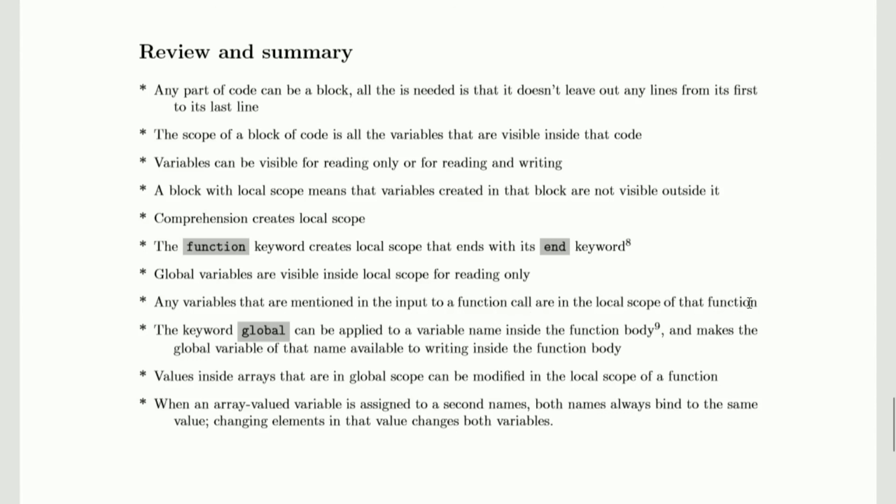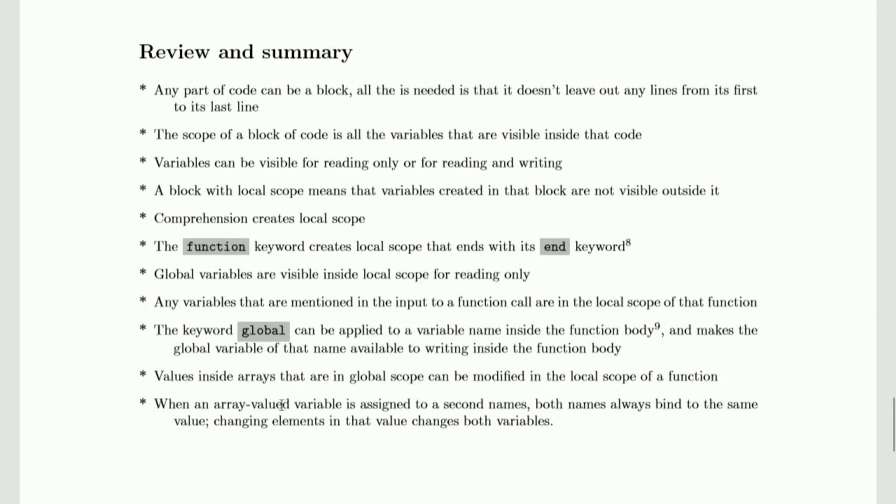Any variables that are mentioned in the input to a function call are in the local scope of that function. The keyword global can be applied to the variable name inside the function body, and for those variable names to which it is applied, it makes a global variable of that name available for writing inside the function body. If you have an array in the global scope, then you can still modify the values of that array inside the local scope of a function, but you have to modify the values inside the array. You're not modifying the array itself.